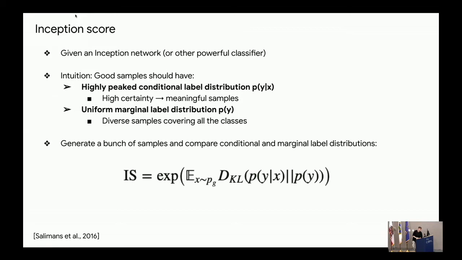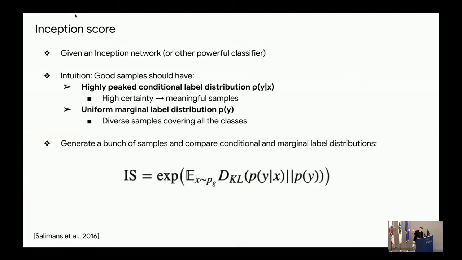The idea here is, given an inception network, which is a classification model that's been proposed, but you could also just take any kind of powerful classifier. Given some classifier, the intuition is that samples from your generative distribution should have a highly peaked conditional label distribution. So when I take a generated sample and pass it through this classifier, I want the classifier to be very certain about what class it is. The intuition is that high certainty corresponds to meaningful samples.